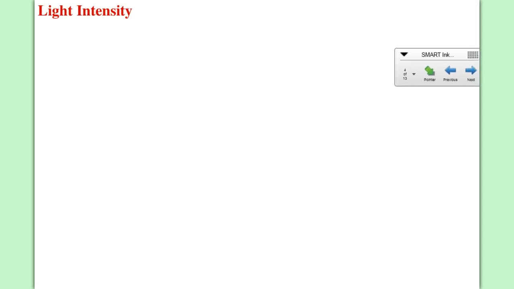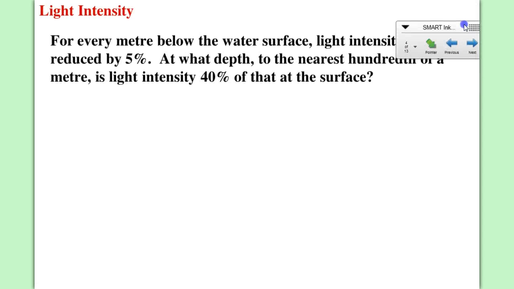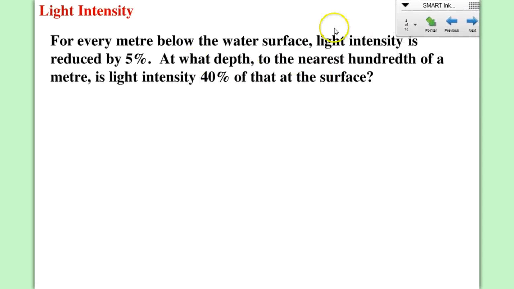Next example, light intensity. Ooh, this is a good one. This is our Cross Lake example. For every meter below the surface, the intensity is reduced by 5%. Every question you have to read critically to understand, well, what's that really doing? What's my growth factor? At what depth to the nearest hundredth is the light intensity 40% of that at the surface? Okay, again, pause, read, write an equation to represent this exponential situation.